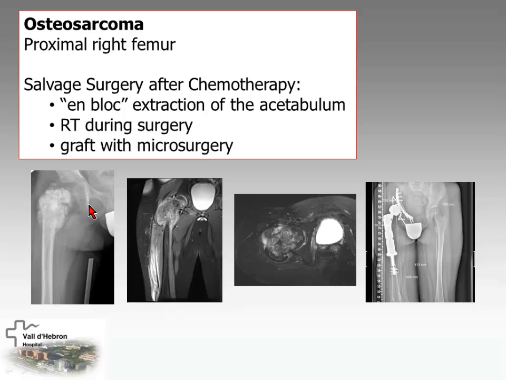That means that after chemotherapy with good response, they operated on the child with a salvage surgery to try to maintain the extremity, and they did a technique named en bloc extraction of the acetabulum. That means that during surgery they remove all the acetabulum, they take this acetabulum to radiotherapy, they irradiate this block, and they put all this block back in place on the iliac bone. Of course, with vascular microsurgery.